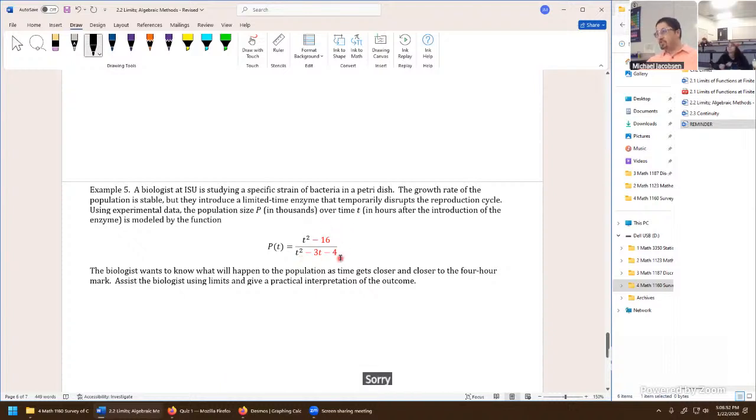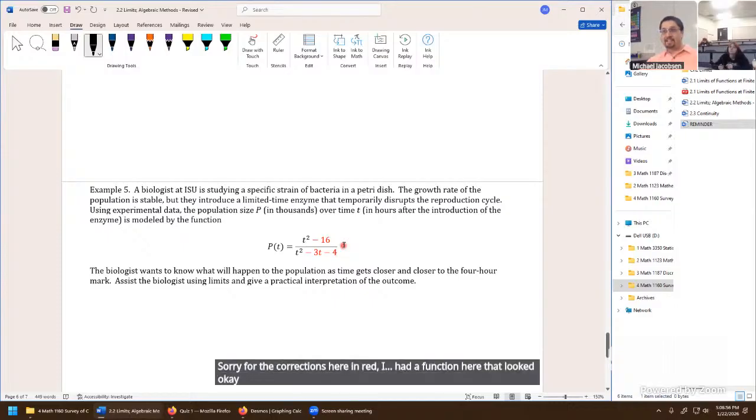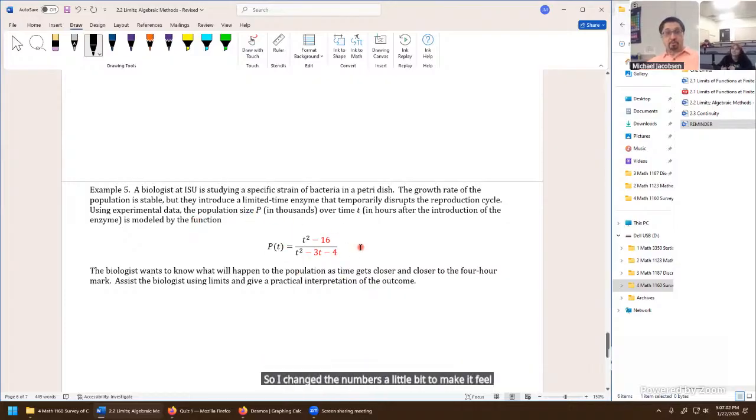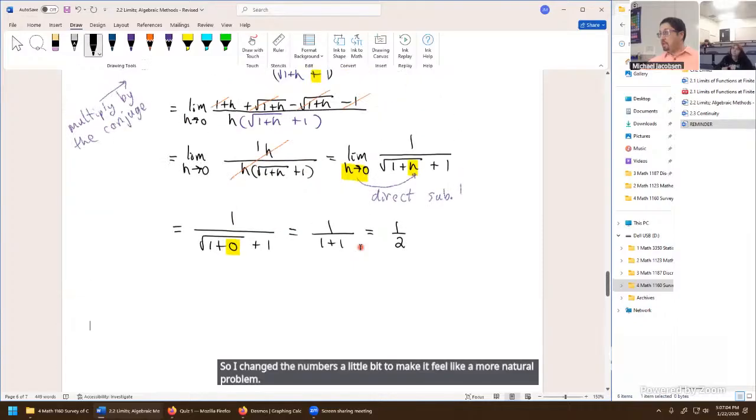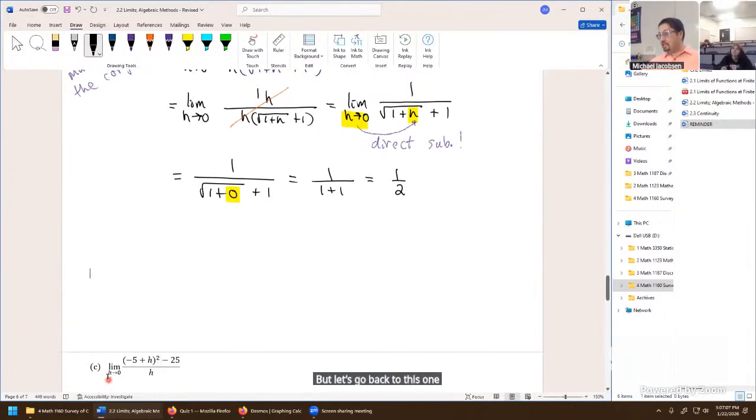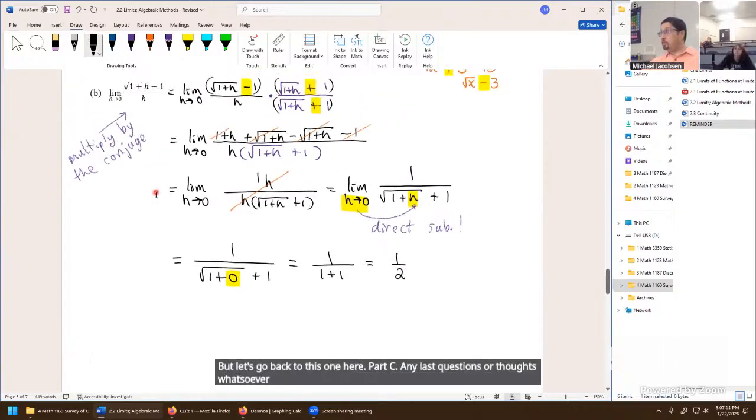Sorry for the corrections here in red. I had a function here that looked okay, but then when I practiced it, it just didn't make sense for the context that I wrote out. So I changed the numbers a little bit to make it feel like a more natural problem. But let's go back to this one here. Part C. Any last questions or thoughts whatsoever on the prior one we finished?